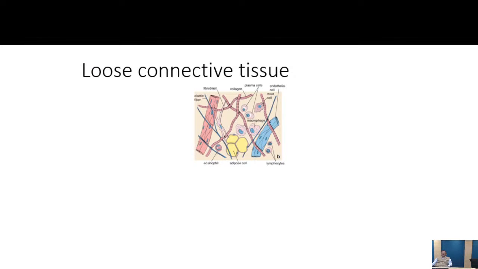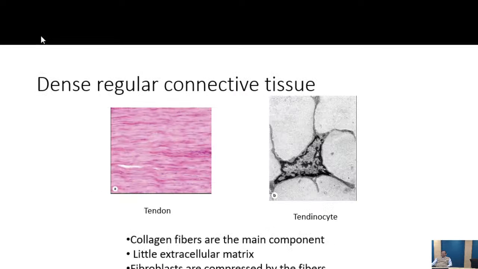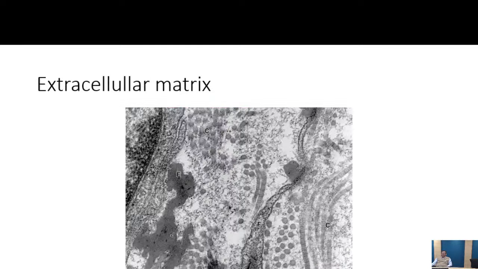So this is loose connective tissue, and this is dense irregular connective tissue. This is dense regular connective tissue. Look at the fibers; they are very nicely arranged. What are the examples? Tendons, ligaments, aponeurosis. Then there is the dura mater, the membrane which is protecting the brain. So these are examples of dense regular connective tissue.